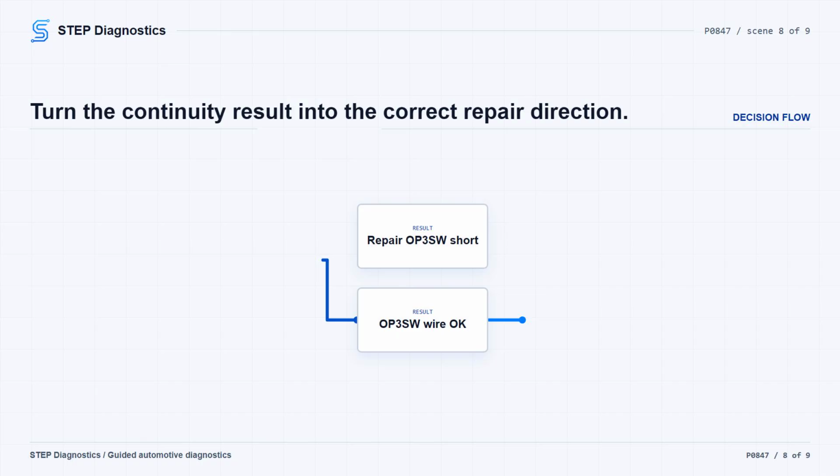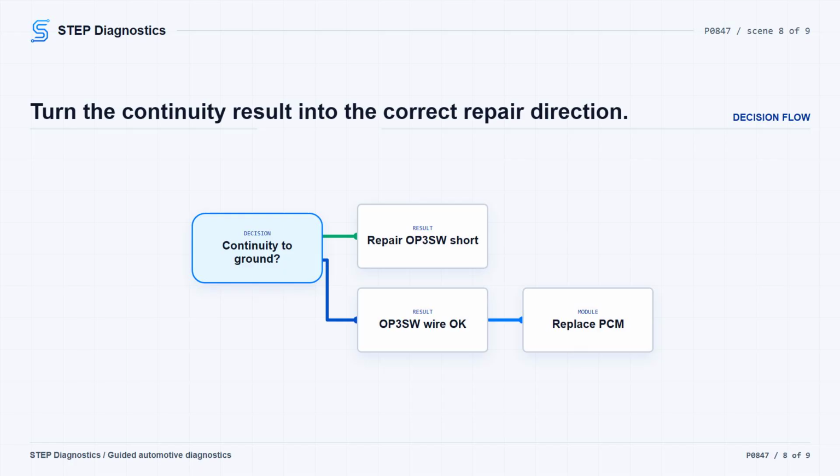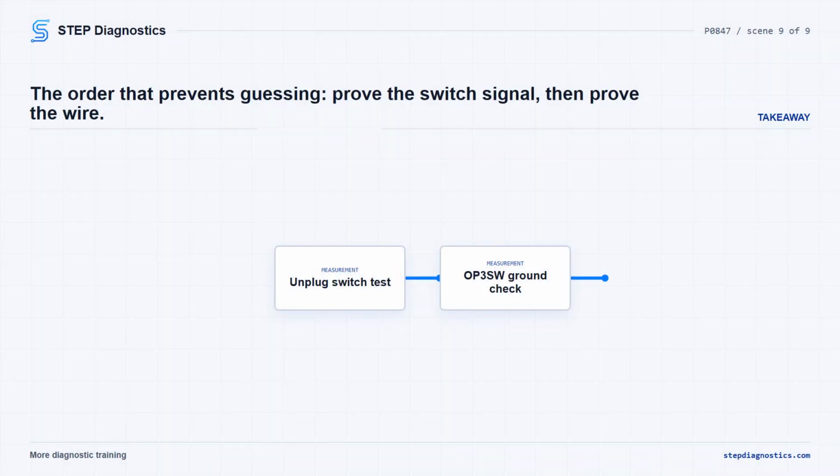If there is continuity, repair the short to body ground in the OP3SW wire between transmission fluid pressure switch B and the PCM. If there is no continuity, the OP3SW wire is okay, and the diagnostic result is to replace the PCM. Keep the verification separate from the testing path and do not skip ahead.